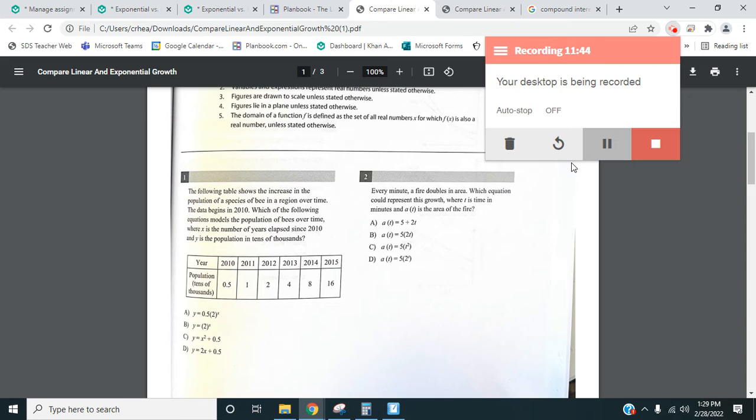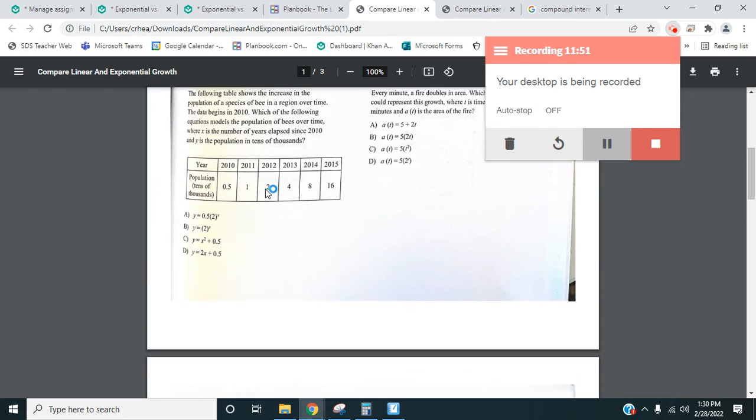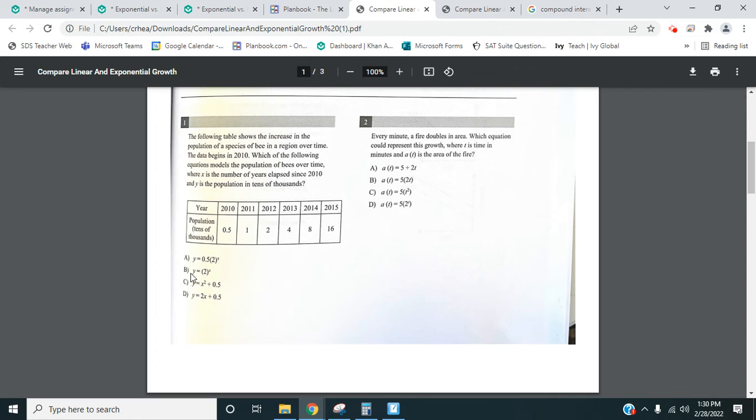All right, here's the answers. Let's kind of go through them real quick. Number 1. Number 1 is A. Yeah, it starts at 0.5 and it doubles. That means it's exponential. Starts at 0.5 and it doubles, right?